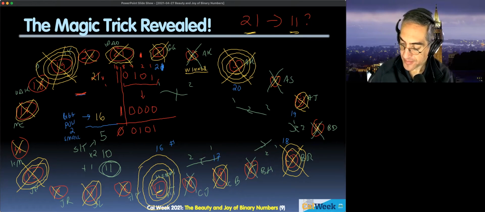Then, times 2. Well, we know what that means. That's shift to the left. Watch this. Shift to the left. 0, 1, 0, 1, 0.